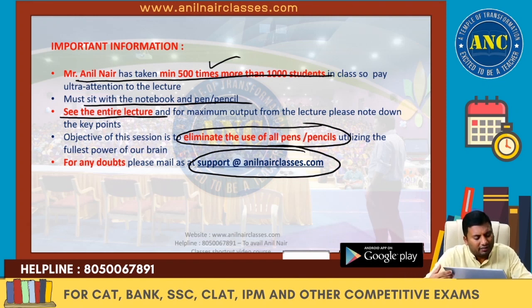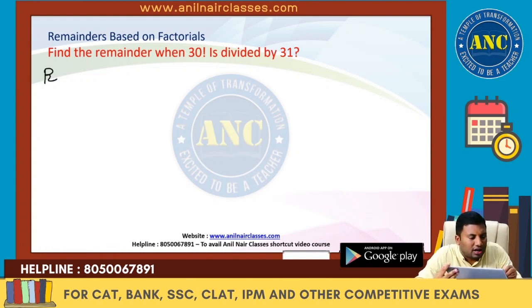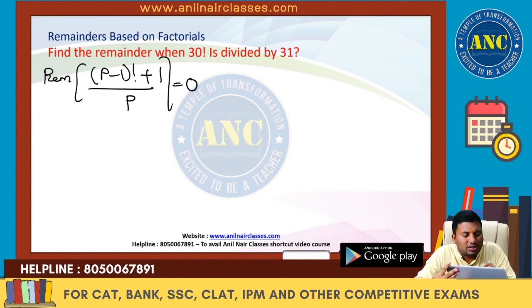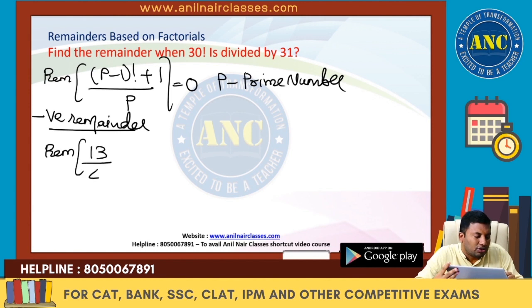Right? We'll straight away get into the topic. First we'll write down the concept. What is the concept? Remainder 1: P minus 1 factorial plus 1 when divided by P is 0 when P is a prime number. This is the first concept. Second concept, if I take negative remainder, 13 when divided by 4, 4 3s are 12.